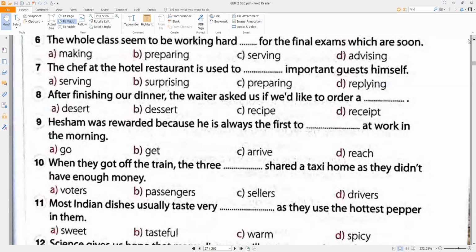Number 11. Most Indian dishes usually taste very spicy, I think I mentioned it in the beginning, as they use the hottest pepper in them. Sweet, tasteful, warm, spicy. Yes, of course, spicy.